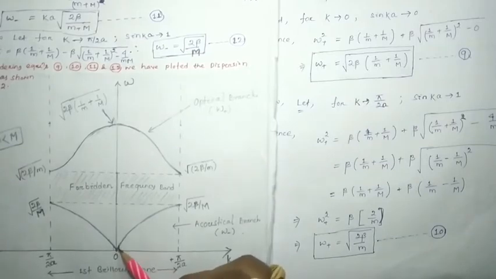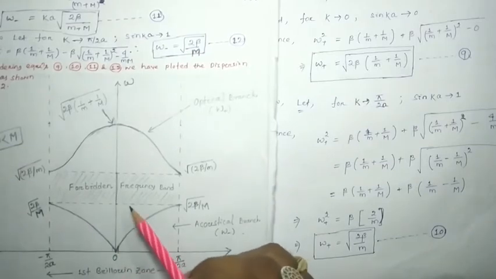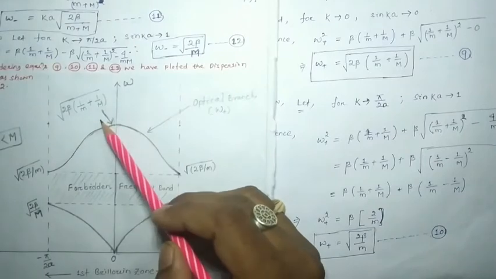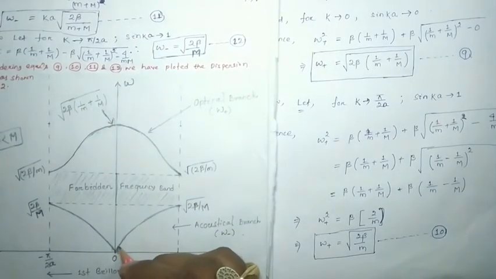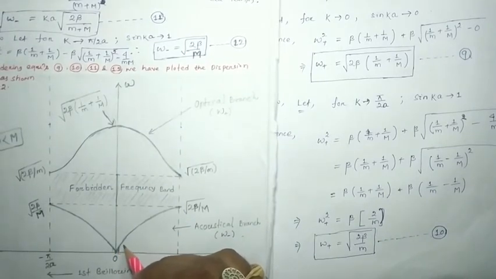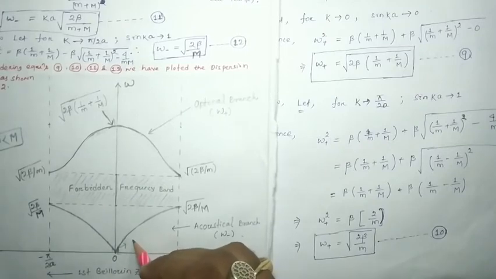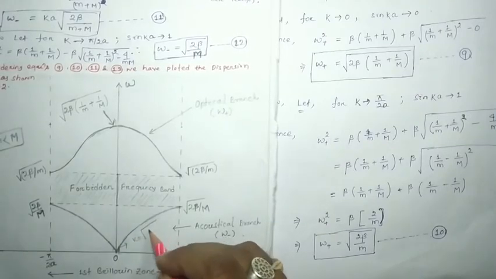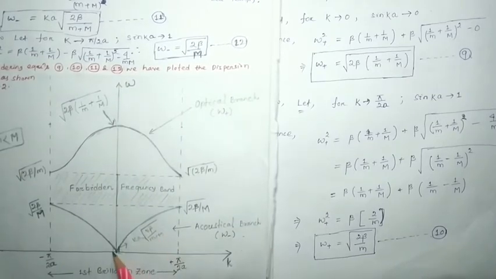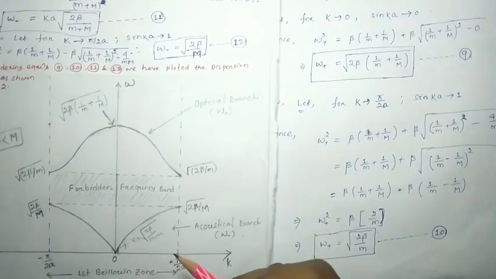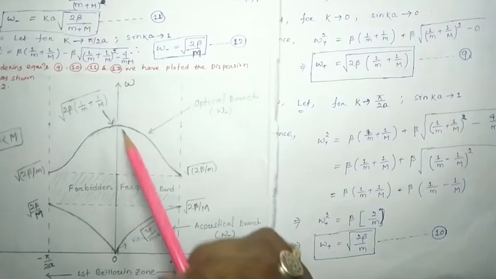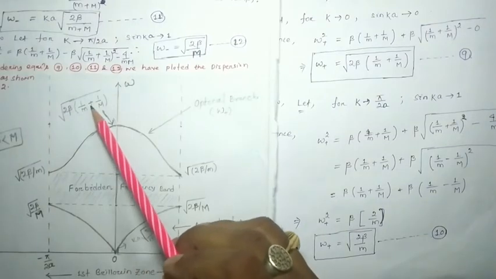Likewise, when k tends to 0, the omega plus value is 2 beta times 1 by m plus 1 by capital M, root over. This value, for k tends to 0, is approximately k root over of 2 beta by small m capital M. When k is 0, that term will be 0, so the value is very small compared with 2 beta into 1 by m plus 1 by capital M.